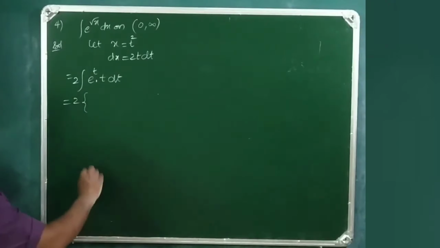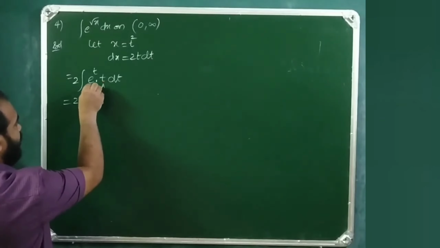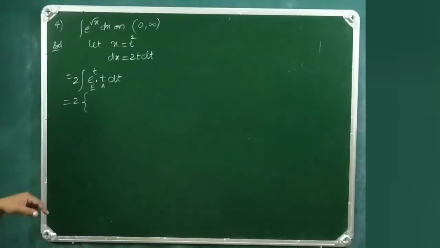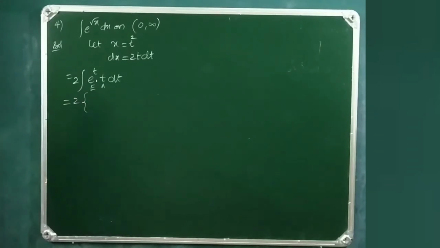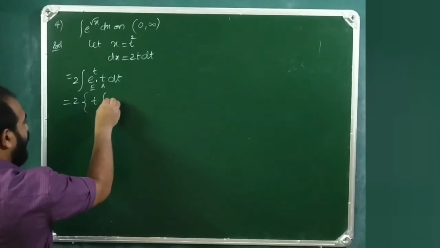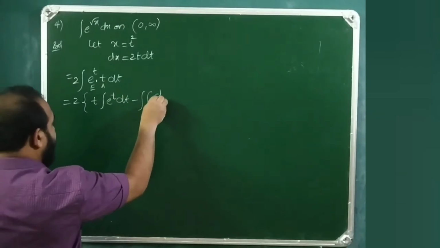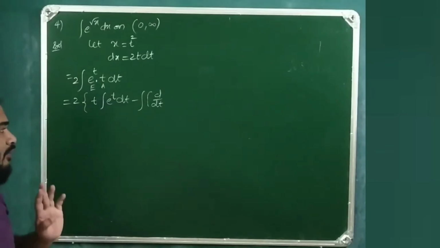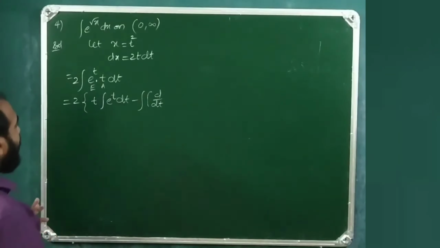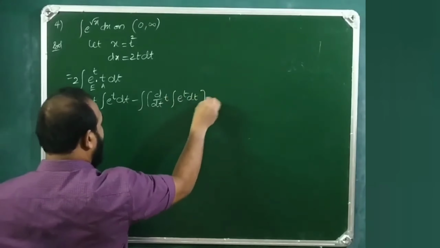So here is a product of two functions. This is algebraic and this is exponential. So the first function is algebraic; in ILATE, A comes first and then E. So first function into integral of second function dx, minus integral of d by dx of, not d by dx of, d by dt of, because the change of variable has happened here, first function into integral of second function dt, whole dt.